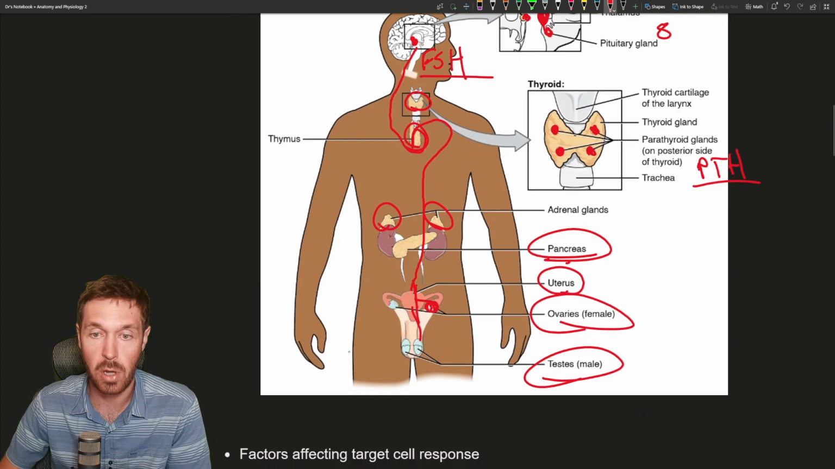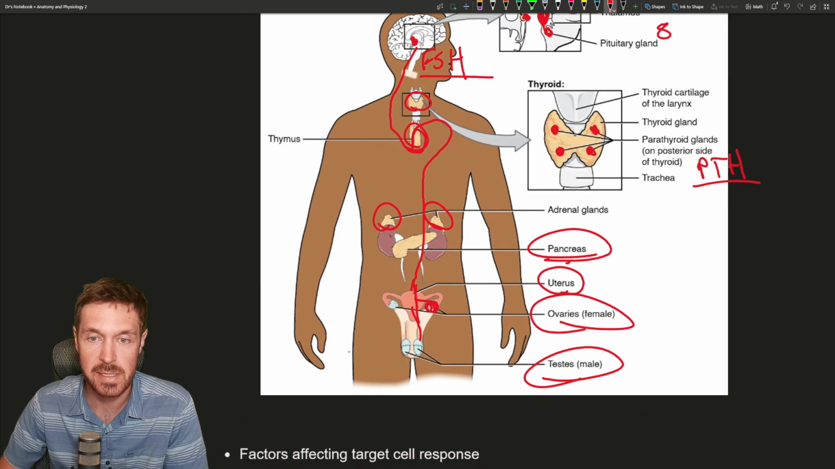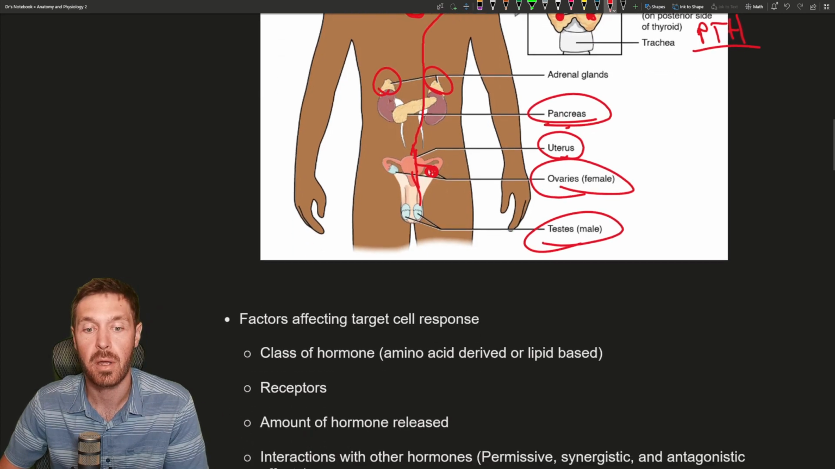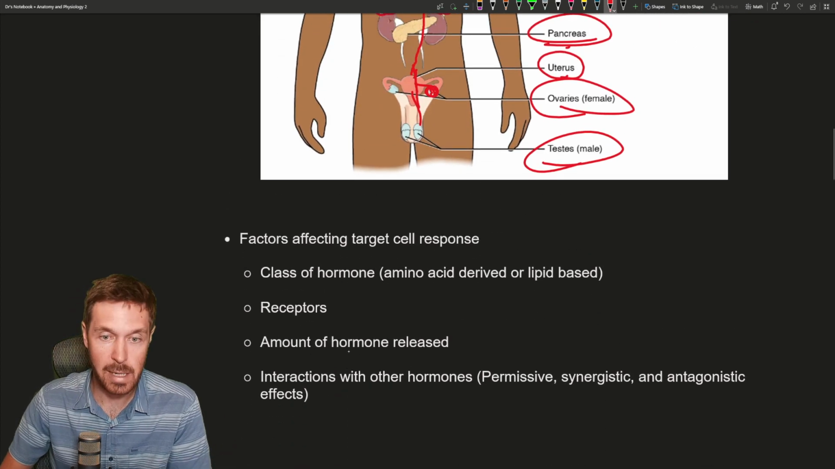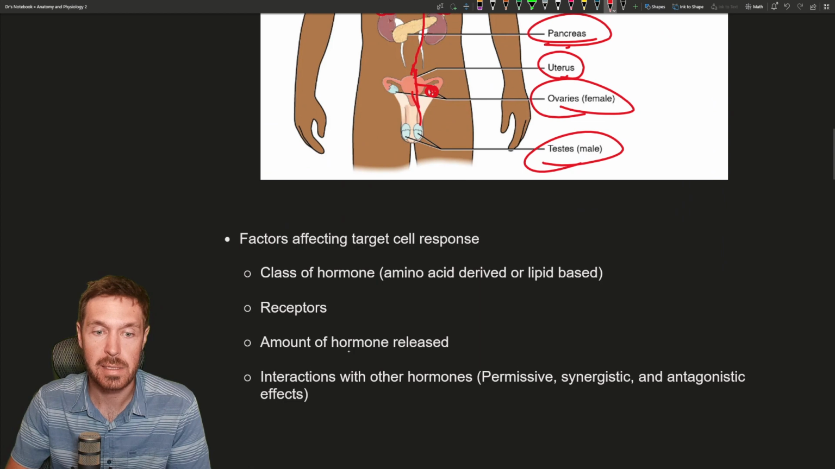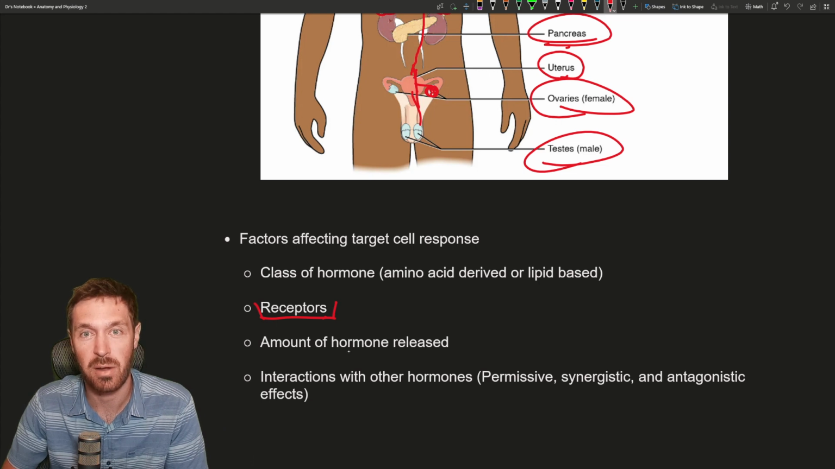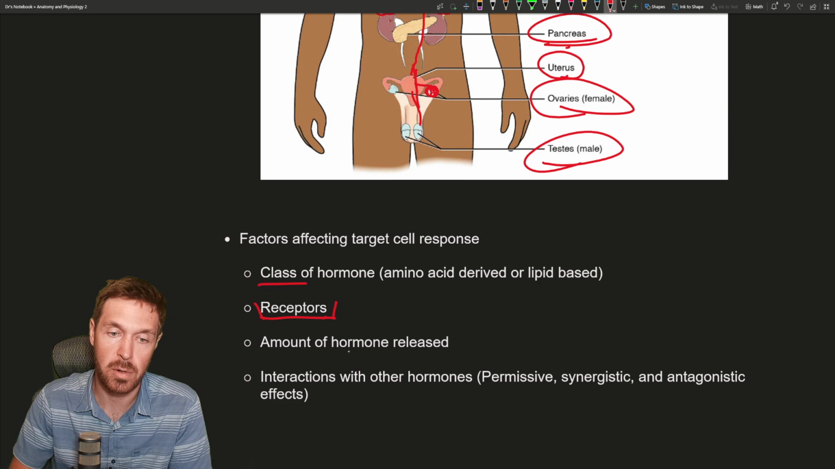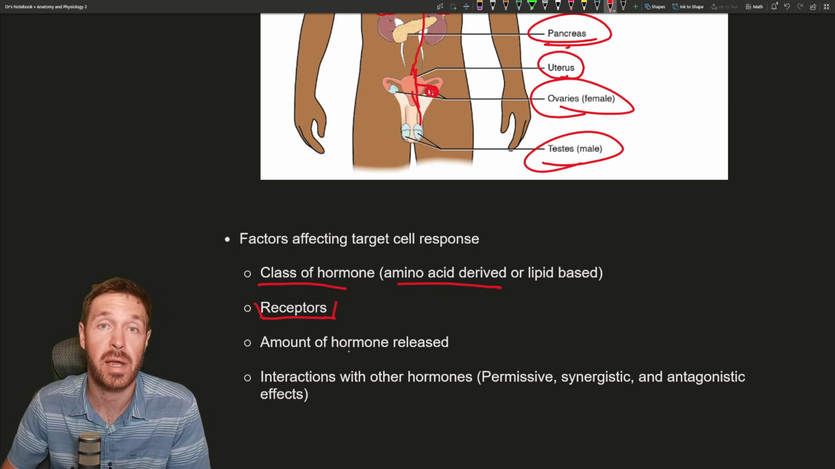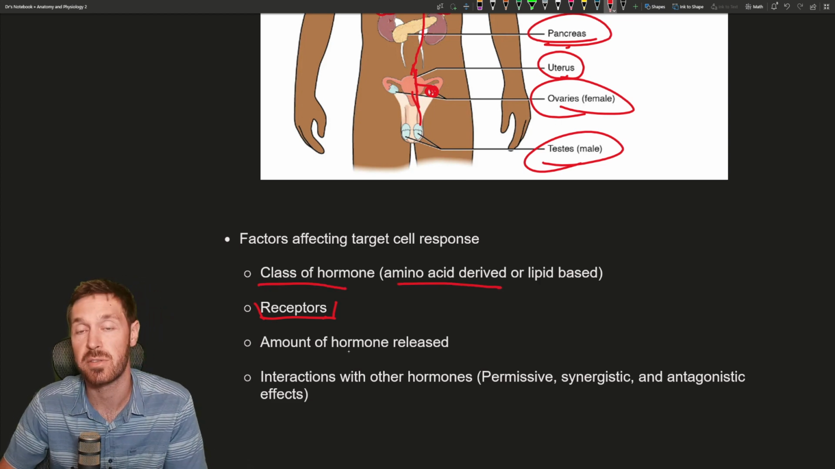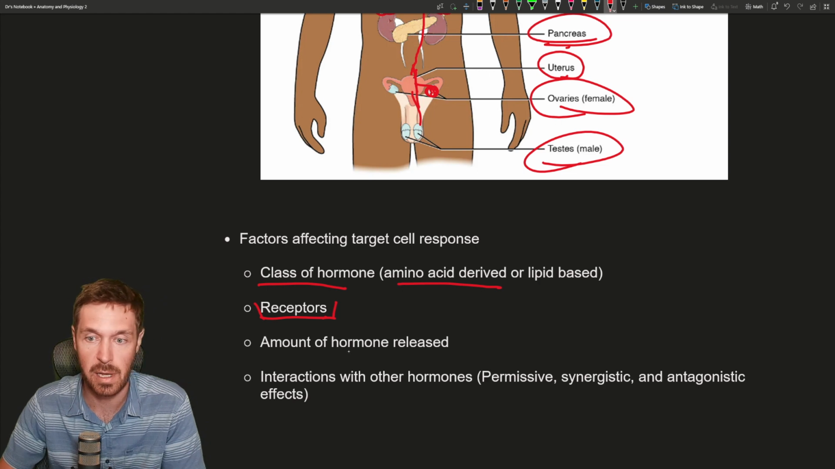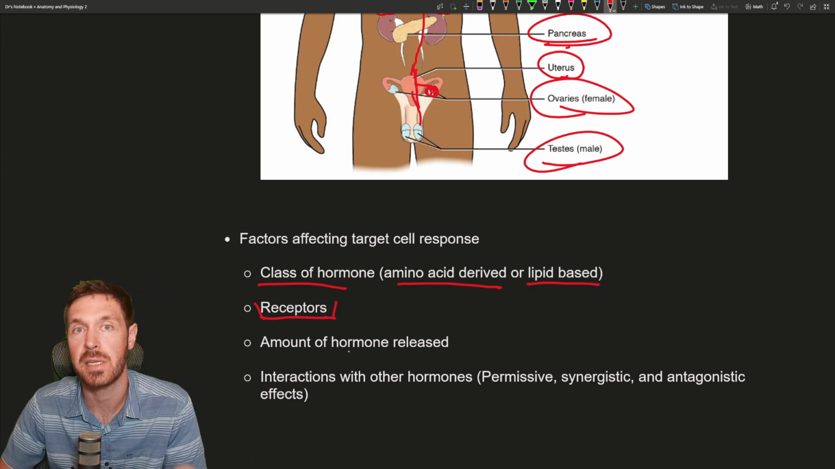How does it know to go to that location? It's not like there are road signs to get there. It's just released throughout all the blood. Well, that target cell has a receptor on it. I jumped ahead here, but that receptor is what interacts with that particular hormone, and that's how that hormone knows where to go. So depending on the class of hormones, hormones are either derived from amino acids, so they're protein-based, and usually that means they're charged and cannot get through the cell membrane, or they're lipid-based, and that means they can diffuse through the cell membrane.